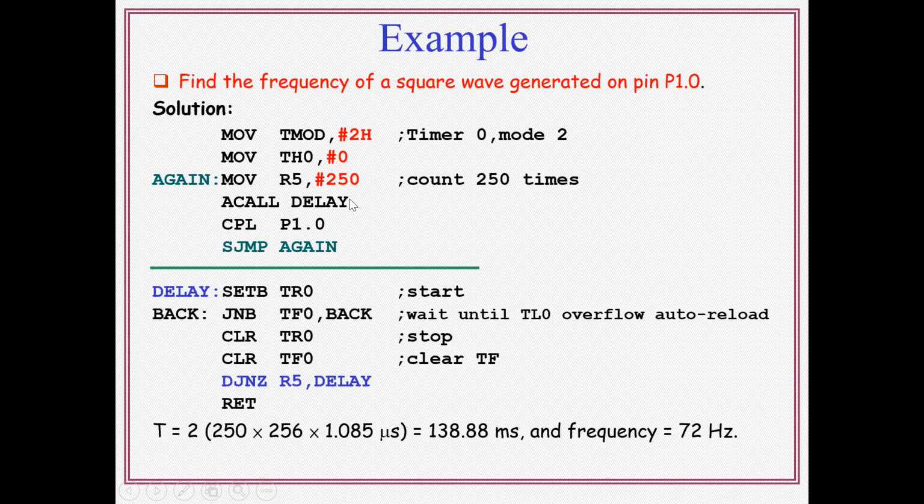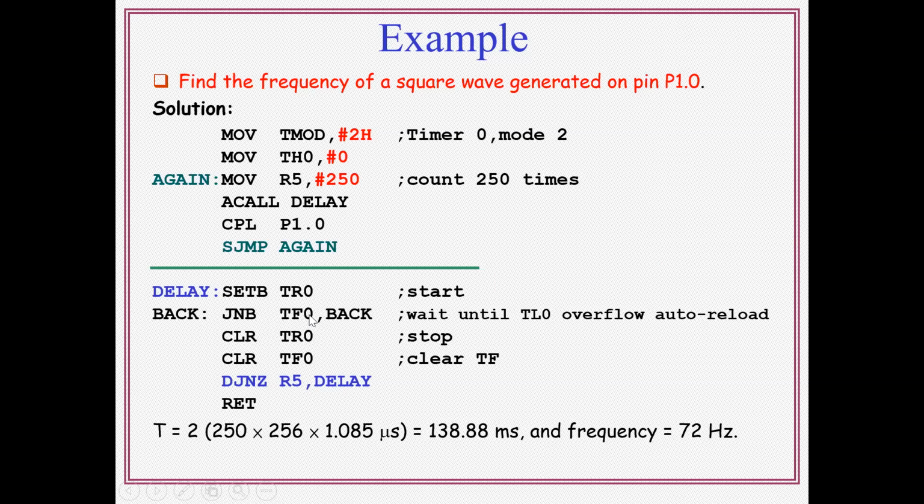So LCALL DELAY is called. The delay label is here, then control transfers to here. Then SETB TR0. SETB TR0 indicates start timer, which counts from 0 to 255 plus 1, 256. Then it automatically waits for the overflow flag. So JNB TF0: if the bit is 0, then stay here. This indicates wait until TL0 overflows, called the auto reload function.